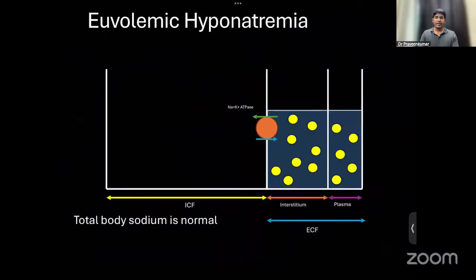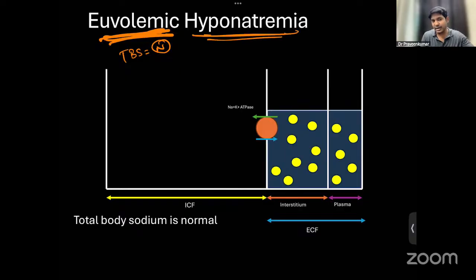Now coming to euvolemic hyponatremia. This is again very important. What happens to the total body sodium here? I said volume status is determined by your total body sodium. So total body sodium is going to be normal. But when there is hyponatremia, when will it occur? So when will you get hyponatremia?